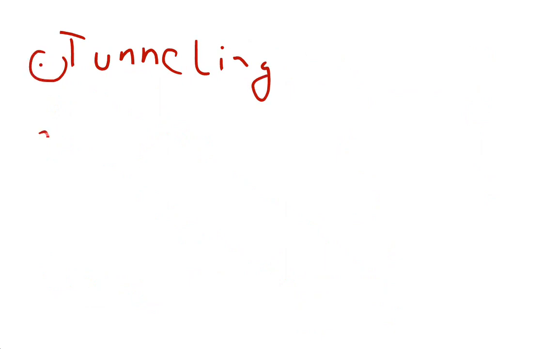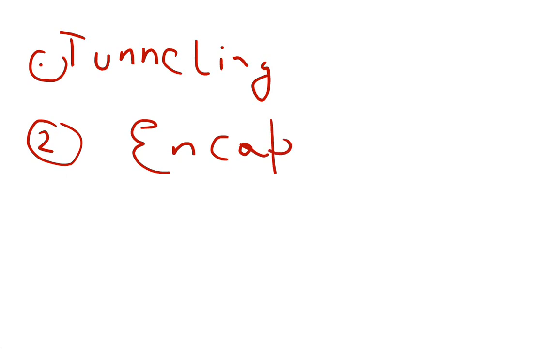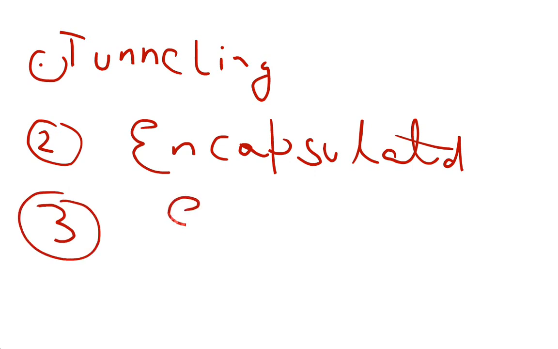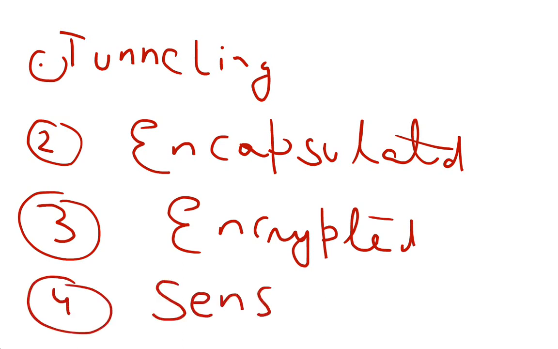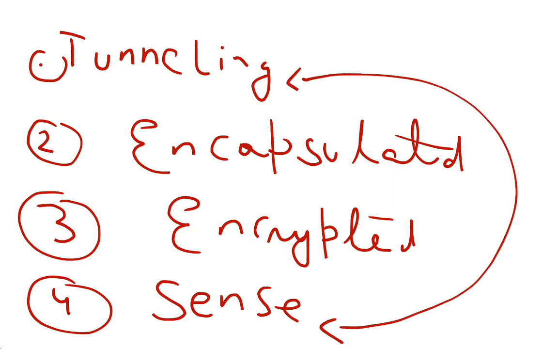To secure things, it uses the tunneling concept. It establishes a tunnel. It uses encapsulation, that is, a packet is encapsulated in a bigger packet. It uses encryption, that is, the data is encrypted, and it senses if someone is trying to hack the system, then it makes a new tunnel.